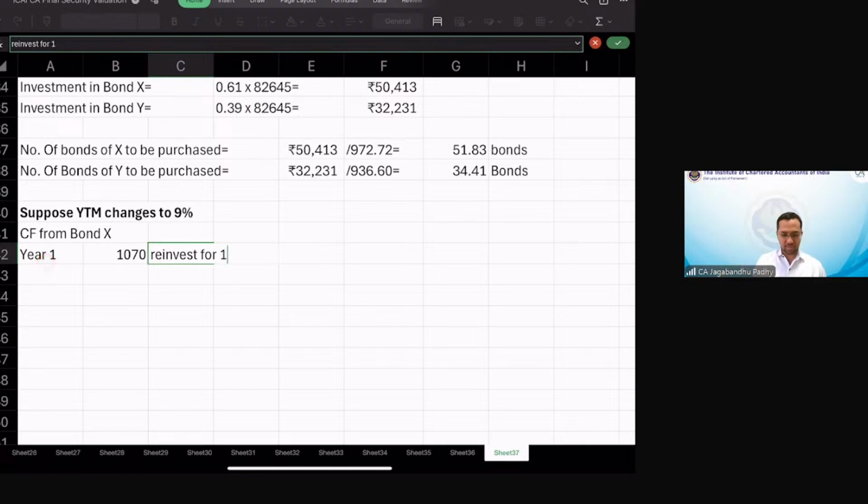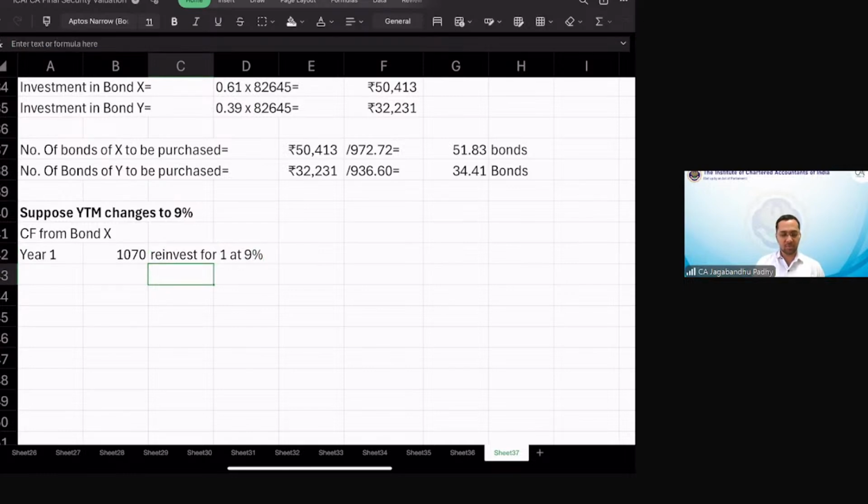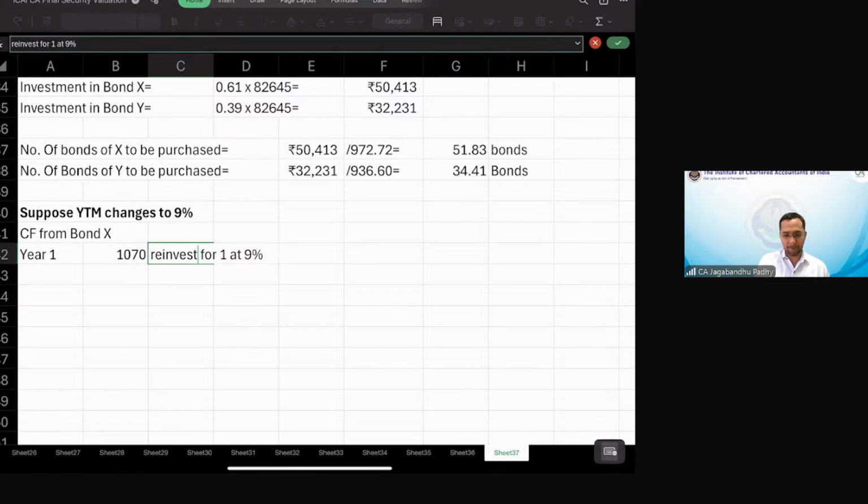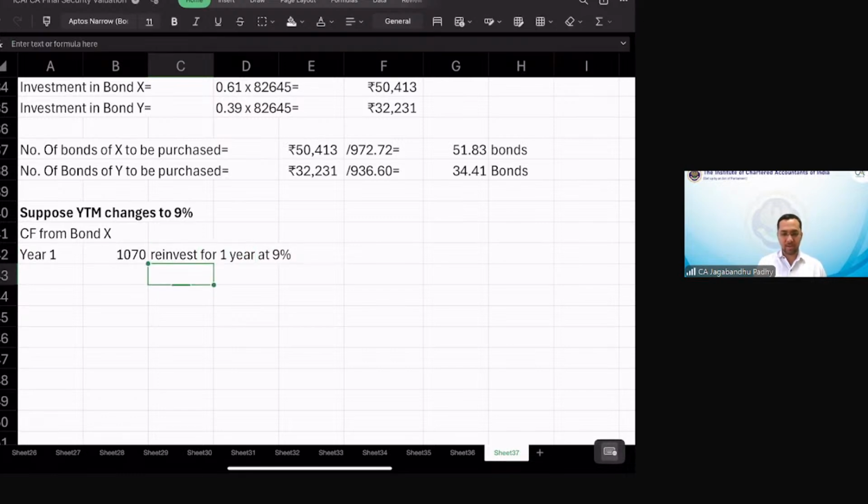So this will be reinvested for 1 year at the new rate, which is 9%. So this 1070 after 1 year will be reinvested for another 1 year at a rate of 9%. Right, guys? So 1070 is going to be reinvested for 1 year at 9%.